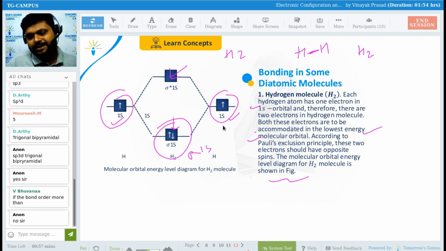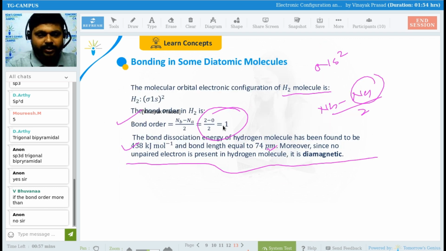So you may ask me another question, sir, when will there be electrons? When a question comes accordingly, then I will show you the number of electrons in the anti-bonding molecular orbital. Getting my point, everyone? Fine. Is there any problem? No. So we have seen how we found the bond order, and how this is diamagnetic in nature, right?